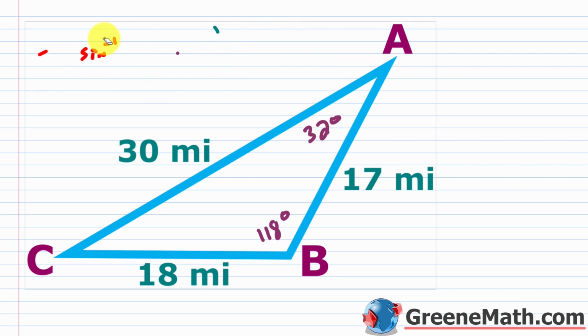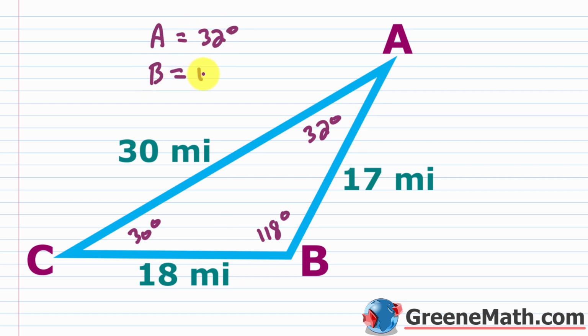And then for the measure of angle C, let's do 180 degrees minus 118 degrees minus 32 degrees. And that's going to be about 30 degrees. So I'll say that the measure of angle A is about 32 degrees. The measure of angle B is about 118 degrees. And the measure of angle C is about 30 degrees.